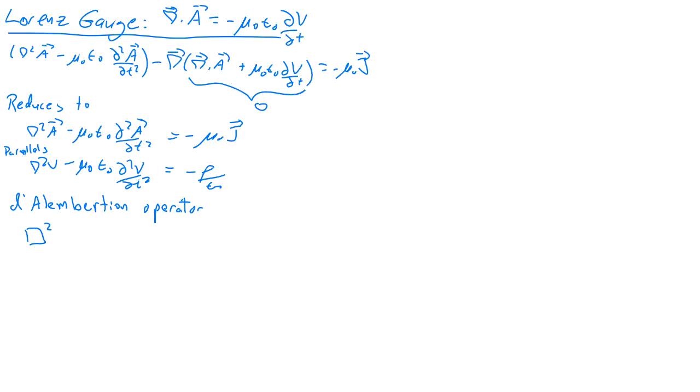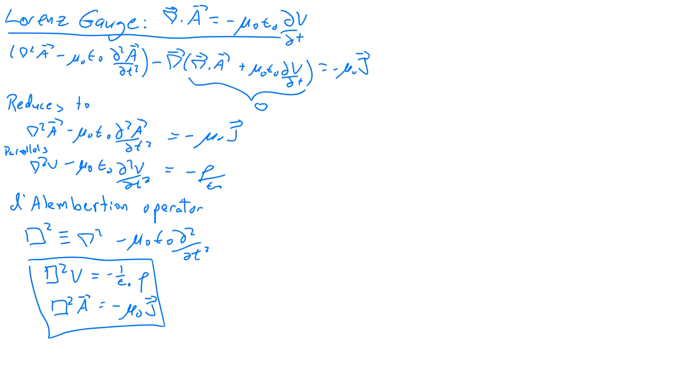Yes, another French guy, right? We're talking about the 18th century. So here it is: our Laplacian minus mu naught epsilon naught times the second time derivative. And then these things can be written really nicely and simply. The D'Alembertian of V is minus 1 over epsilon naught rho, and the D'Alembertian of A is minus mu naught J. Whew! That looks really simple. The better, it's a square. You can draw a square, right? You all were complaining. At least we didn't call it K. It's a square.